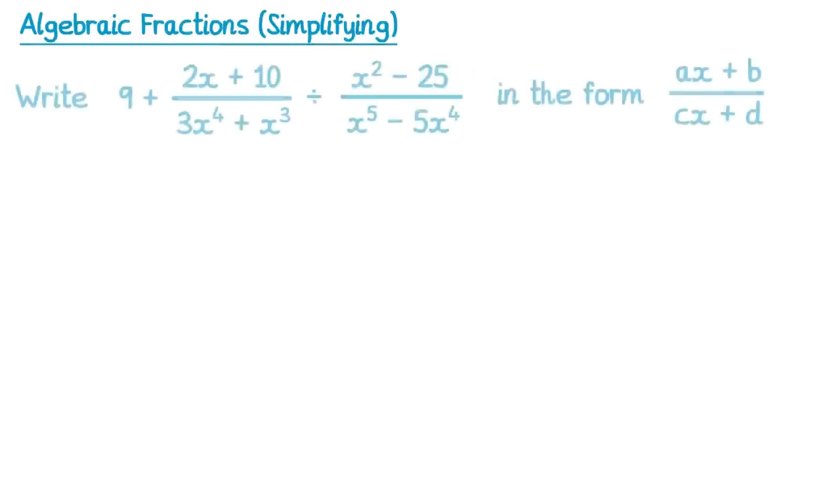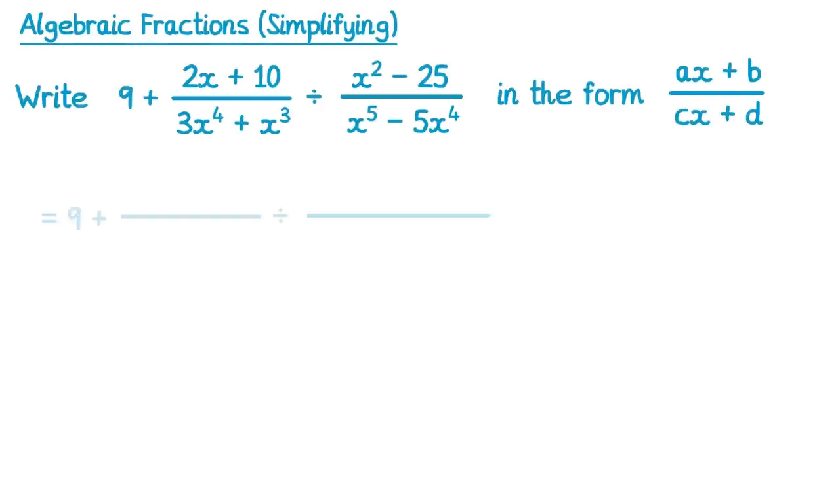And we can even get questions that look like this. In this one, we've been told the form we need to present the answer in. The way I'm going to approach this one is by factorising everything I can first. So I'm going to leave that 9 alone, and then try and factorise all of these bits of the fractions.